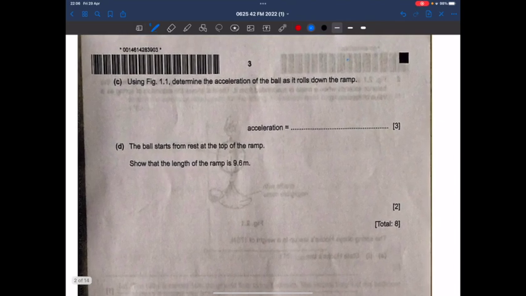Use figure 1.1 to determine the acceleration of the ball as it rolls down the ramp. As you see from the graph, the acceleration should equal the slope, right? This is the first part of the graph, which was a straight line with a positive slope. So I could write here, the acceleration is equal to the slope of the graph, which is change in y divided by change in x. Let's check it out.